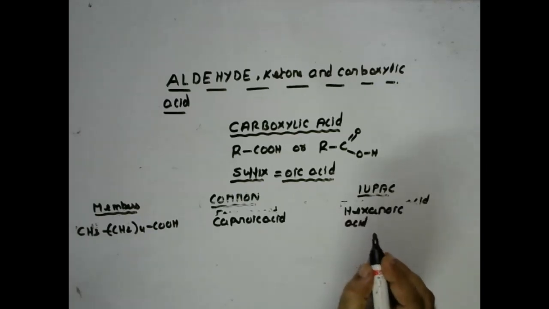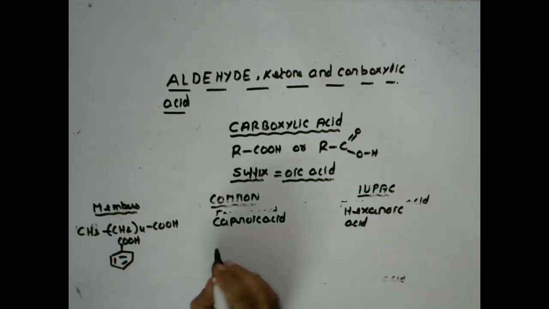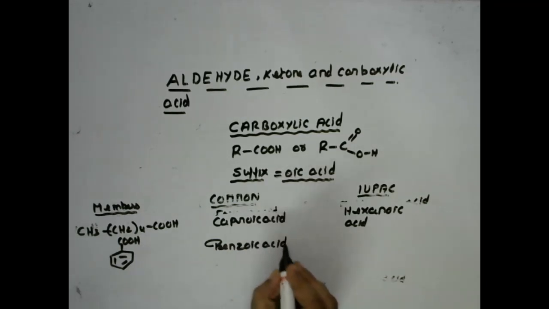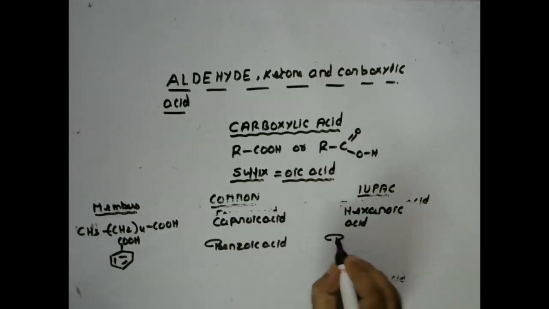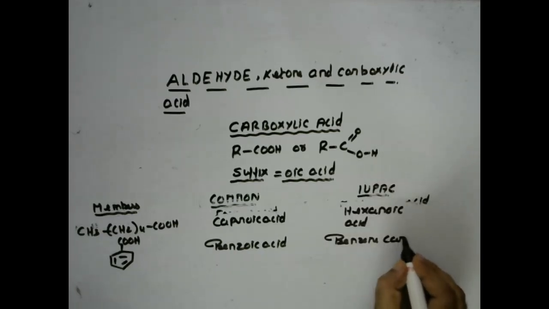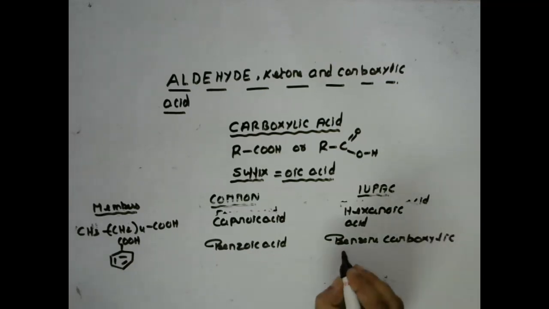Let us take the benzene aromatic carboxylic acid, like we have got benzoic acid. Whenever the COOH group is directly attached to the ring, in the IUPAC name for the COOH group we use carboxylic acid. So we write the name of the ring, that is benzene, and we use the word carboxylic acid. So the IUPAC name will be benzene carboxylic acid.